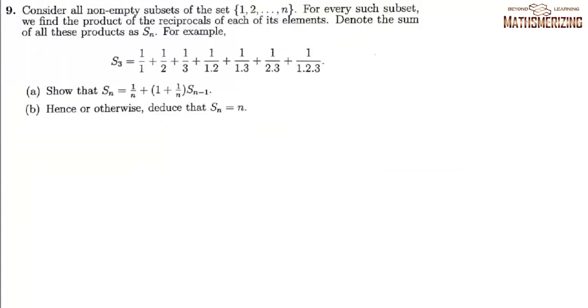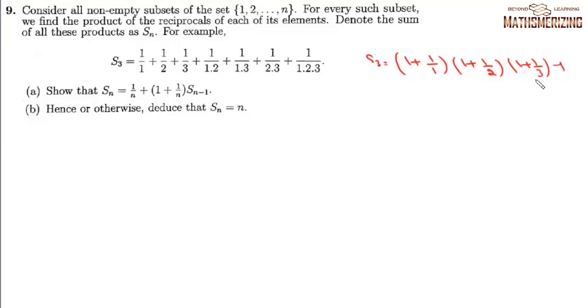Now question number 9 is, consider all non-empty subsets of the set 1, 2 up to n. For every such subset, we find the product of reciprocals of each of its elements. Denote the sum of all these products as Sn. For example, S3 is 1 plus 1 upon 2 plus 1 upon 3 plus 1 upon 1 into 2 plus 1 into 3, 2 into 3, and then 1 into 2 into 3. Now we can write this S3 as 1 plus 1 upon 1, 1 plus 1 upon 2, 1 plus 1 upon 3, and then minus 1.